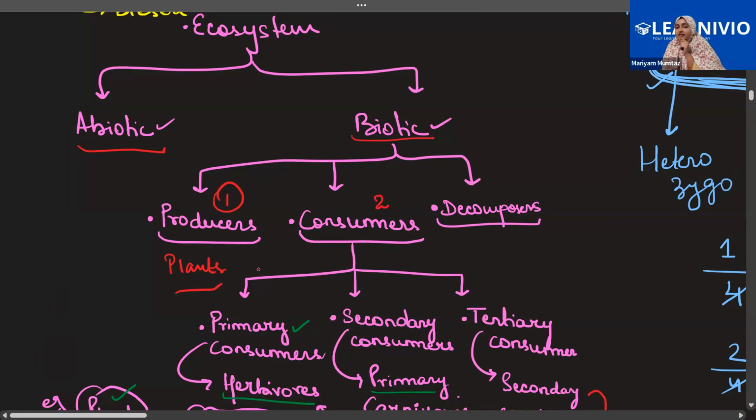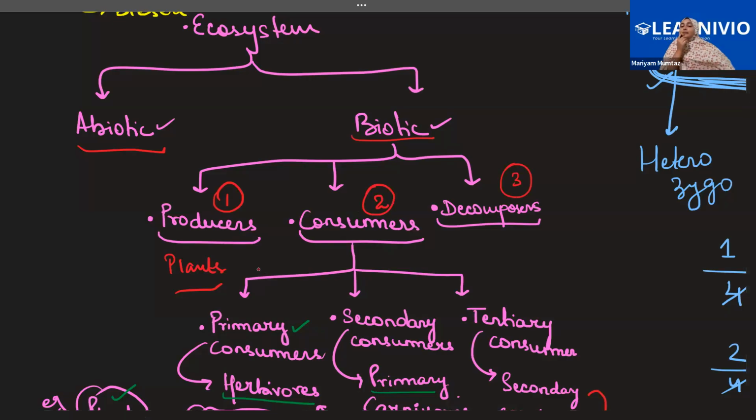Okay. Then there is consumers, and lastly, there are decomposers. Now, when we talk about producers, these are those organisms that make the food for the whole entire world, and that is the plant. Right? The plant synthesizes the food, it also gives out oxygen. So all of these things, they are performed by the producers.